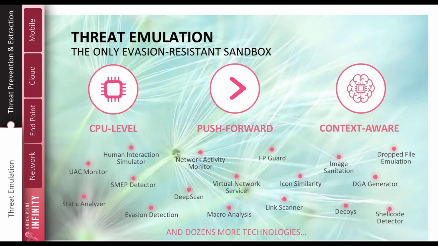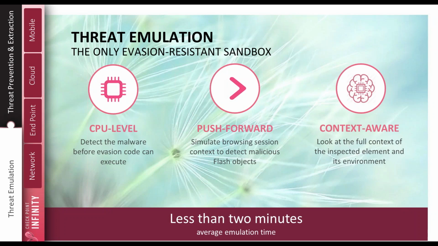So if we dig into emulation technology first, it's powered by over 30 detection engines, all working concurrently to provide our clients with the best independently verified catch rate on the market with 0 false positives. So let's dig into a few examples of engines which are unique to us here at Checkpoint and why they're important. The first is looking for exploit and evasion techniques at the CPU level. This evasion resistance is a unique key feature of emulation, and it allows us to detect malware before an evasion script designed to trick first-generation sandboxing can run.